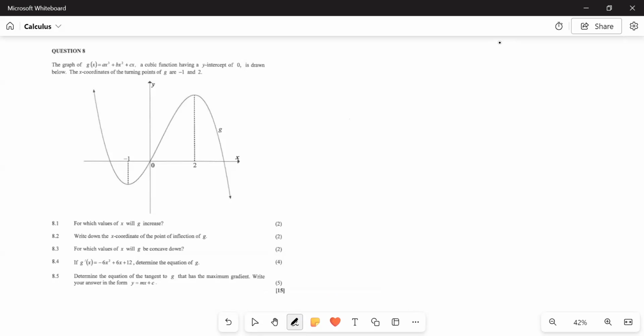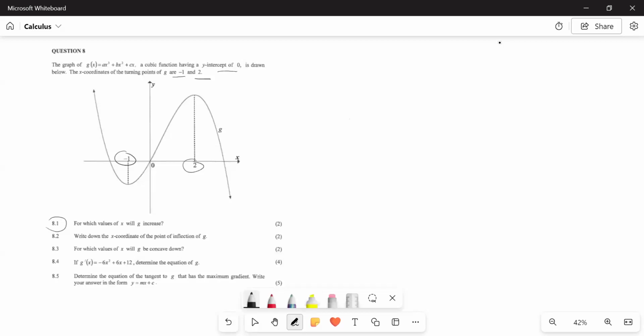The graph of g of x equals ax cubed plus bx squared plus cx, a cubic function having a y-intercept of 0, so we don't have any y-intercept there, is drawn below. The x-coordinates of the turning points are -1 as well as 2. Those are the x-coordinates of the turning points of the graph of g. Now, 8.1: for which values of x will g increase?